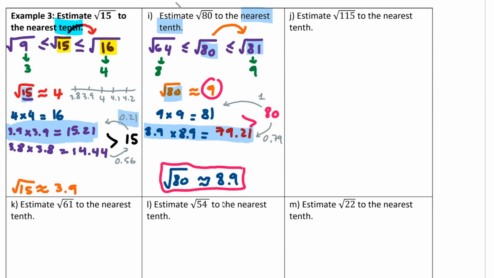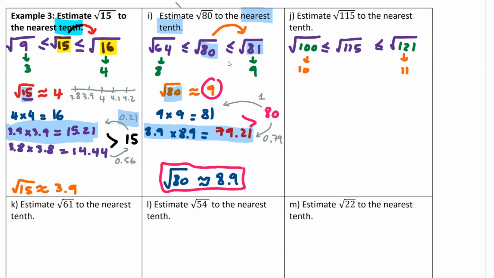Alright, so you have two examples now. You can pause the video and try it again for problem J. Square root of 115. The two perfect square numbers here are 100 and 121. So 121 is bigger than 115, and before that, 10 squared is 100. The square root of 100 is 10, and the square root of 121 is 11.